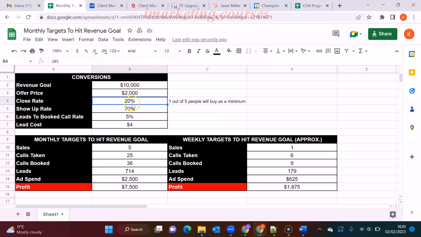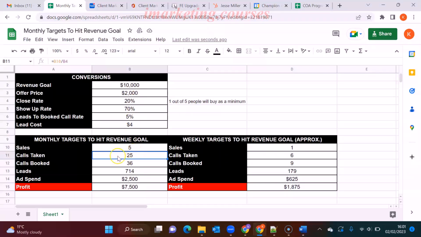We would like this to be higher. We would like this to be 1 out of 4 people, 1 out of 3 people. But 1 out of 5, let's just leave it there. Because again, I'm just showing you the minimum requirement that we would like. Now, if it is 1 out of 5, then if we have 5 sales that are needed, then you would need 25 calls taken to actually get that. Of course, right? Because you have 25 calls and 20% of them actually convert. That will give you your 5 sales.